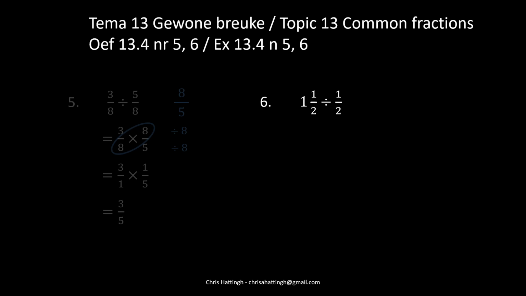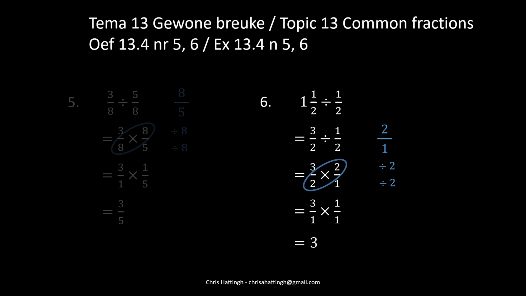Number 6, we're dealing with a mixed number, so you must first convert it to an improper fraction. Then we're dividing it by a half. The inverse of 1 over 2 is 2 over 1. So you're going to multiply 3 over 2 by 2 over 1. You can simplify the 2's by dividing both of them by 2. And then you sit with 3 over 1 times 1 over 1, or just 3 times 1, which will give you 3.